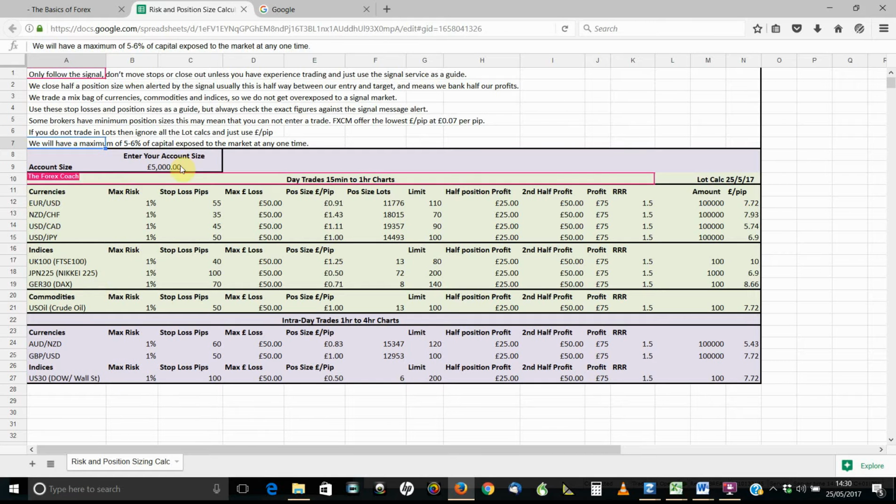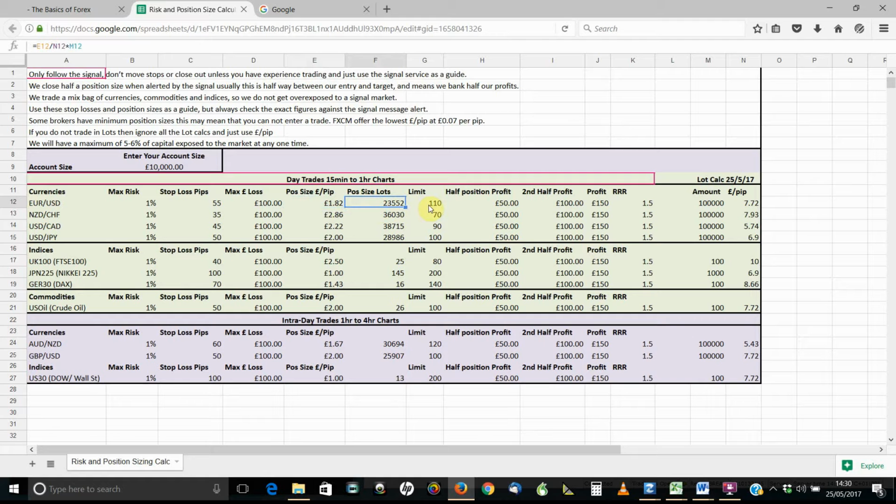So how does the calculator work? Well, basically what you need to do is enter your account size here. So let's go from big to small. If you had a £10,000 account, enter that value there. Shortly, these will now all update. So we are trading at a max risk of 1% per trade. We've got a stop loss in there at 55 pips. Our maximum loss that we're allowed to accept on this trade is £100. Therefore, our position size is £1.82 per pip.